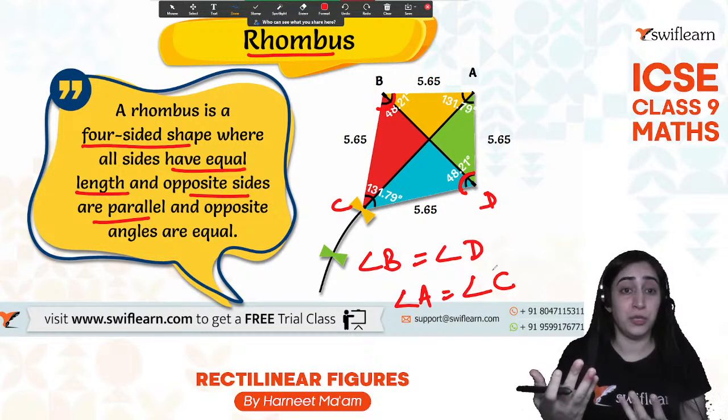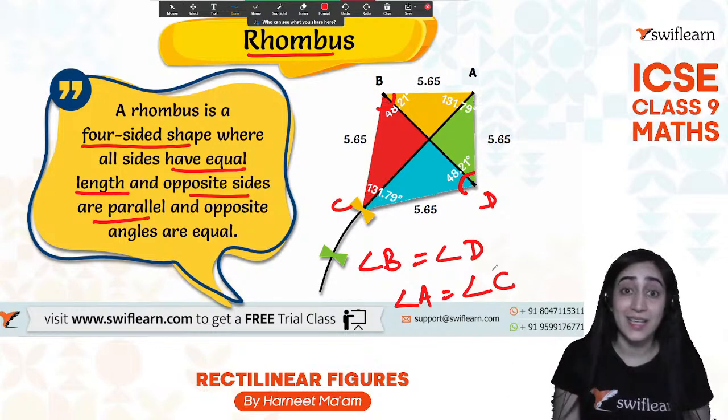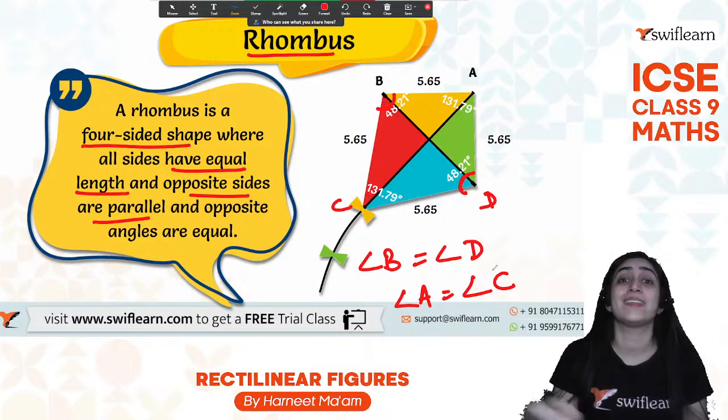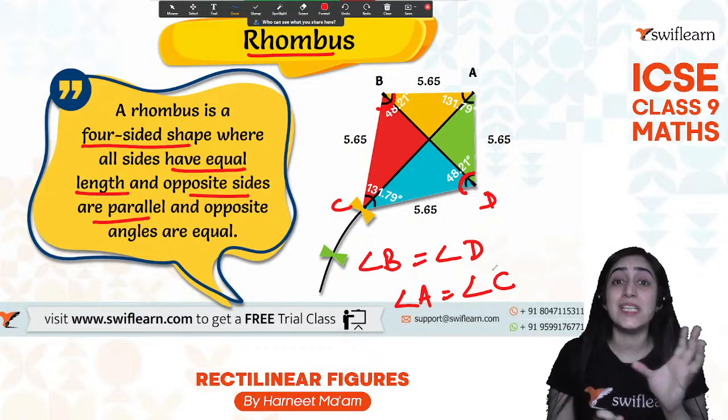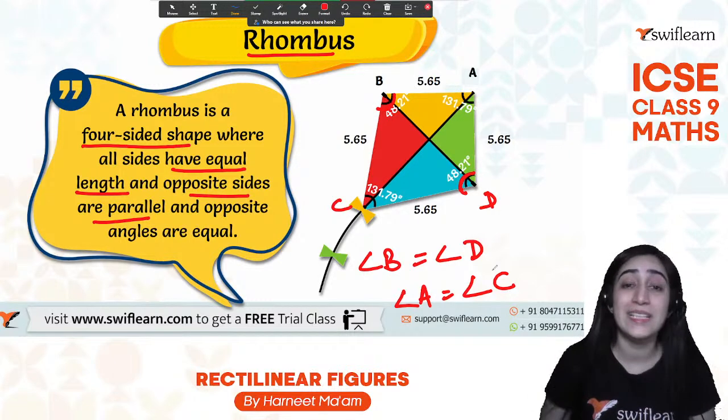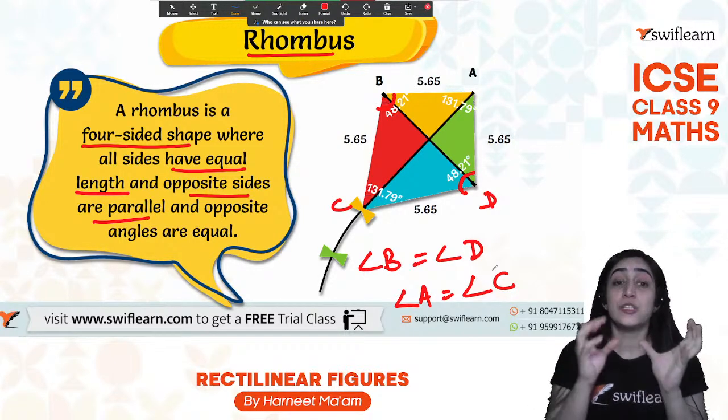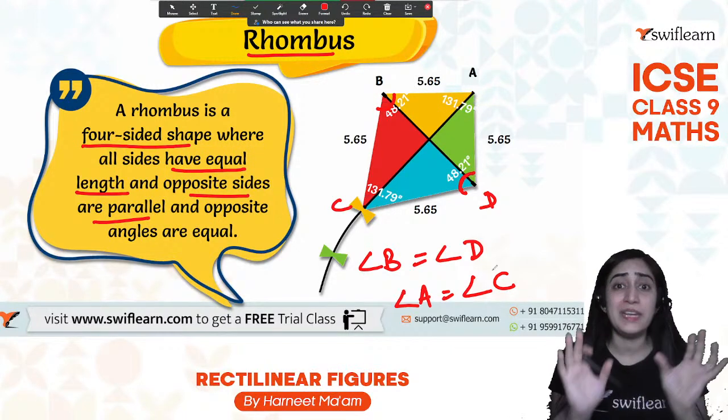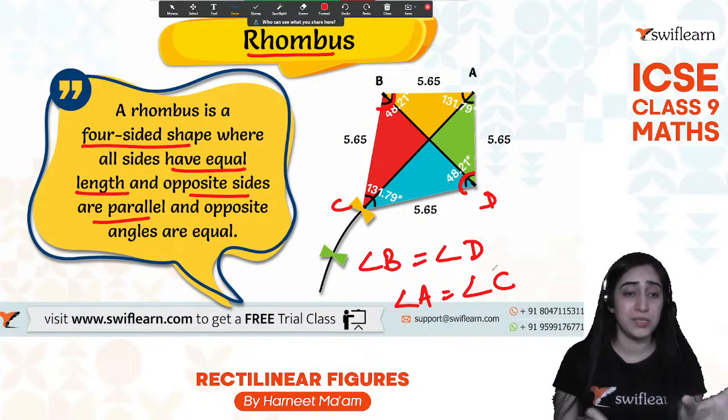Here two angles should be equal, opposite angles should be equal, that is there in the square, but there is an additional point that all the sides are equal. So these types of questions are generally asked with you by saying true and false to make you confused. So whenever you get one, evaluate each and everything.